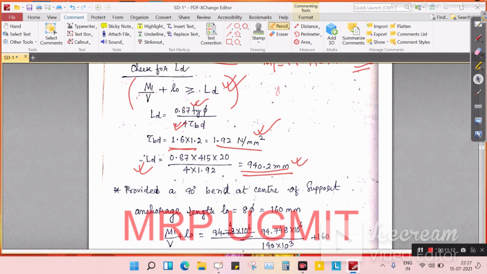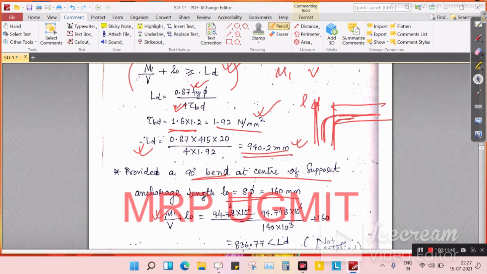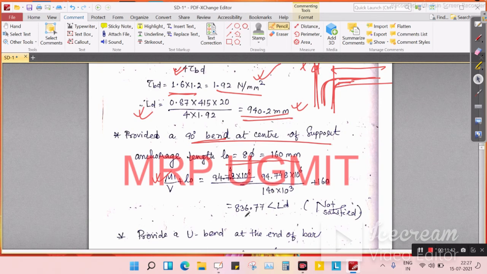Provided we know M1, we know V, we know LD. So provide a 90-degree bend at the center of the support. Suppose this is our column, this is our beam. So 90-degree bend in the center of the support. For 90-degree bend, L0 is 8φ. So M1 by V plus L0, the value is 836. But this is less than LD, but it should be greater than LD.